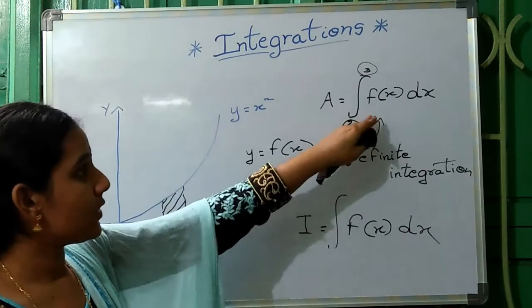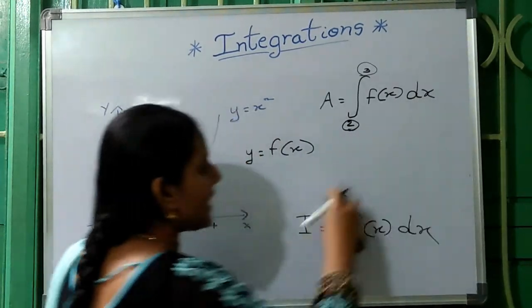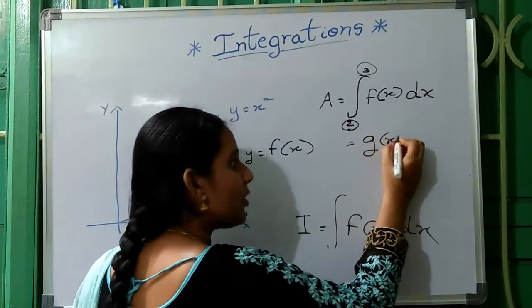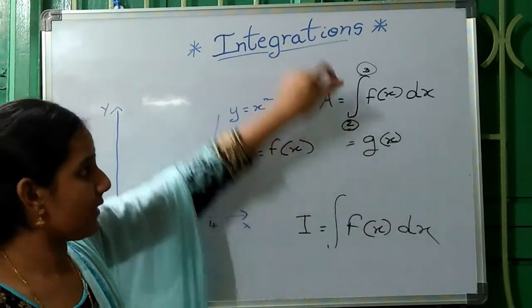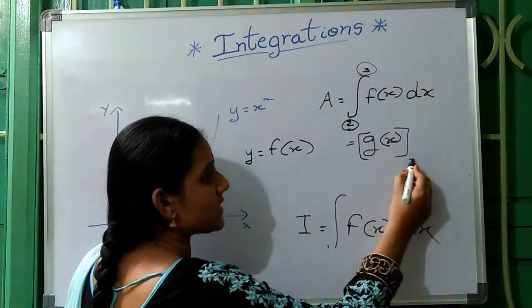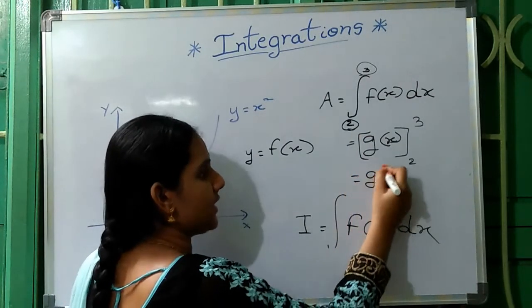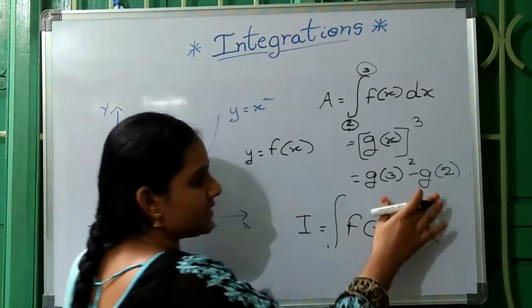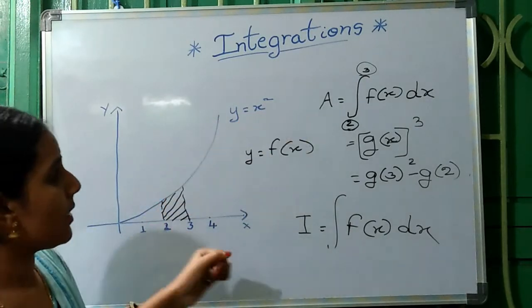If the answer for the integration, integral f of x, is equal to some g of x, we don't know that function, let it be some g of x. It is exactly g of x in case of definite integrations, and we have to place the limits from 2 to 3 like this. That is g of 3 minus g of 2. This is the way we have to consider definite integrations.